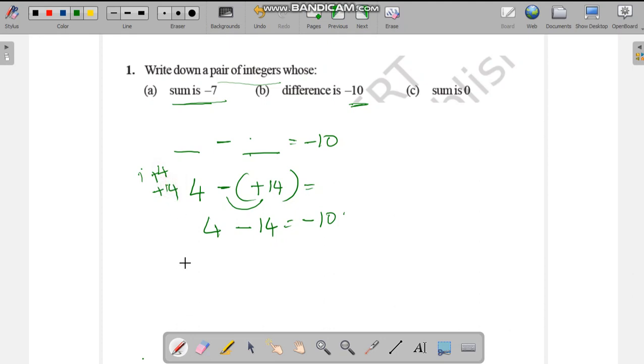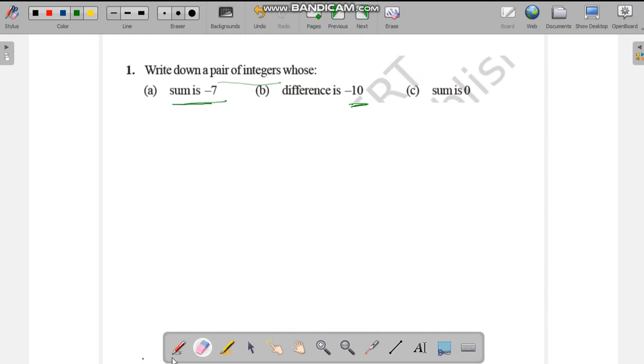Let us try with another number. That is -7 and negative of that is 3. -7, -3, we get answer as -10. So the other pair here is -7 and +3. Let us go to the next sum.